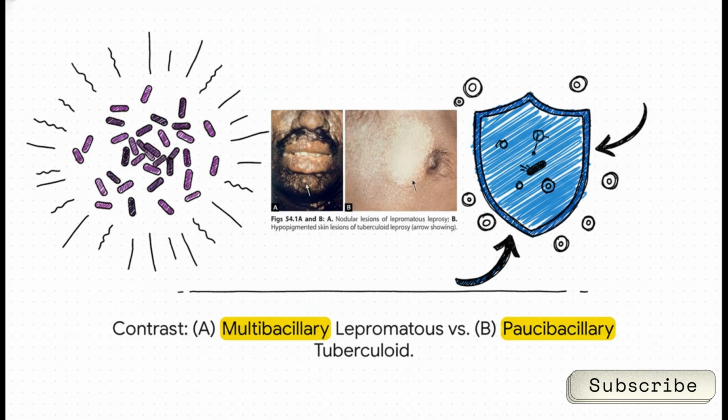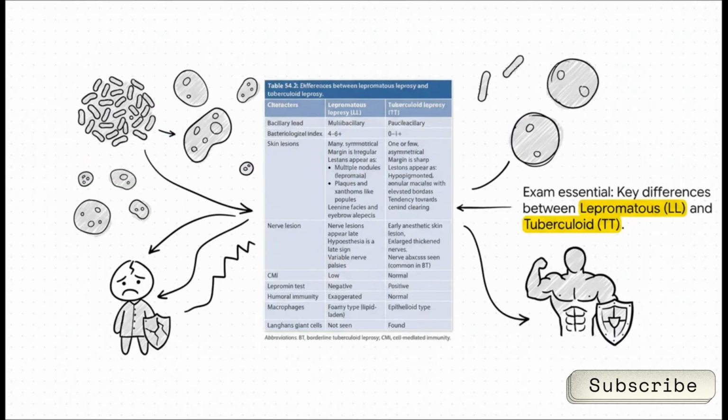Now, contrast that with image B on the right. That's tuberculoid leprosy, just a single, well-defined patch where the person's strong immune response has managed to wall off and contain the infection. Okay guys, this table right here, this is pure gold for your exams. It connects everything we've been talking about. And you can see a pattern, right? Lepromatous is multibacillary, lots of lesions, nerve damage happens late, and the immunity is low. Tuberculoid is the complete opposite. Paucibacillary, just a few lesions, nerve damage happens early, and the immunity is strong.